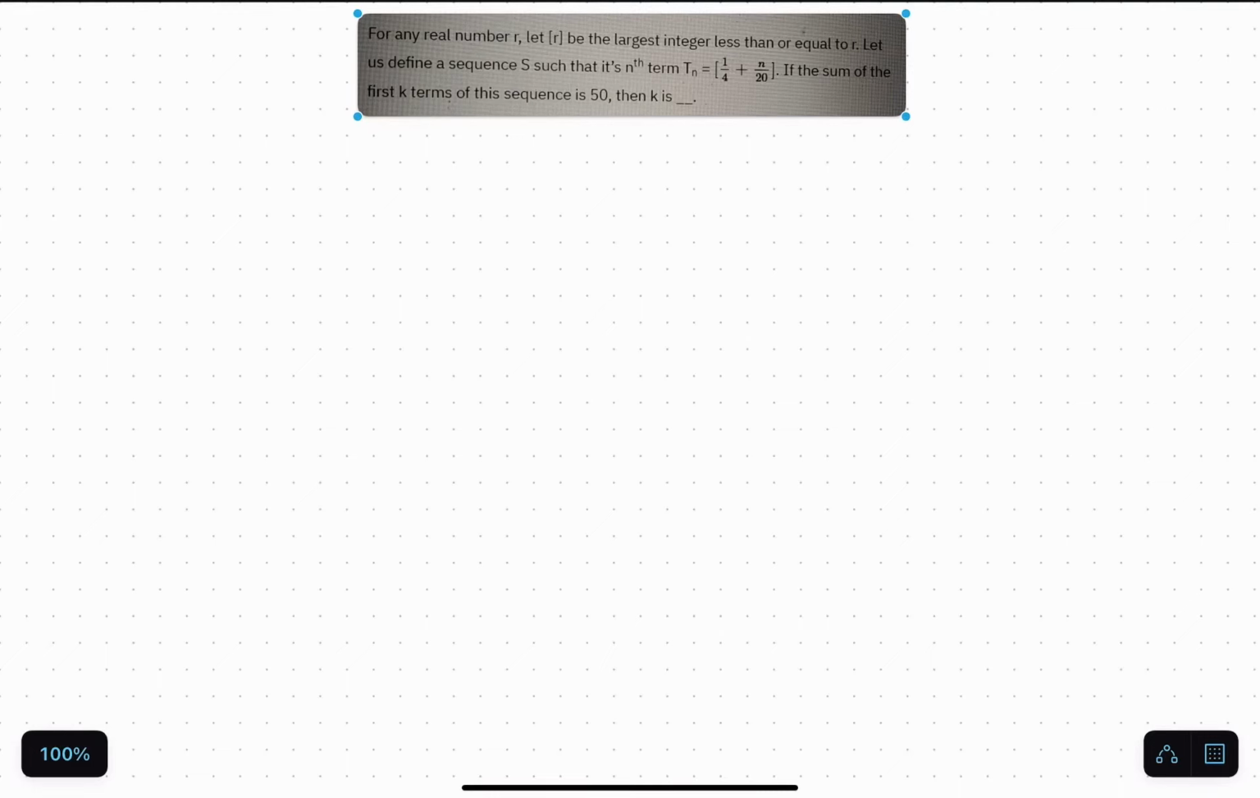Okay, so the question is: tn equal to the greatest integer function of 1 by 4 plus n by 20. Now our question is, for what value of n will this sum be 50?